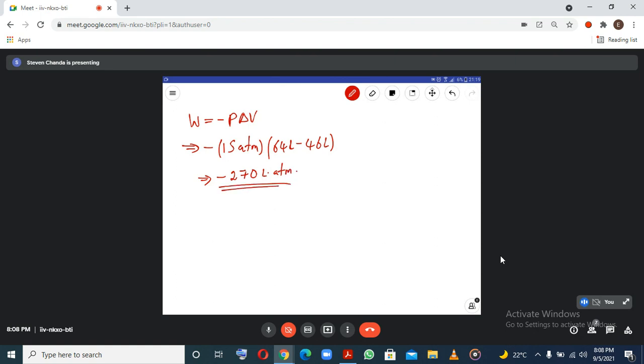And this makes sense because you see that this is expanding, so it's doing work on the surroundings. Therefore, the work is negative because this change in volume was positive. Sorry, pardon me, the change in volume was positive, right? So that's pretty much it. That's how you would want to go about it. Okay.